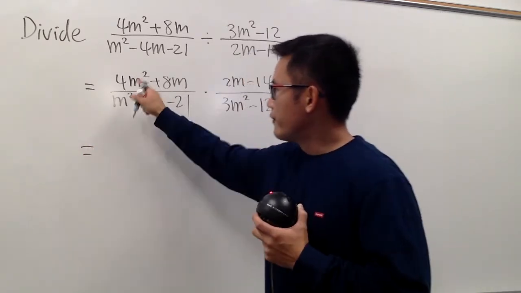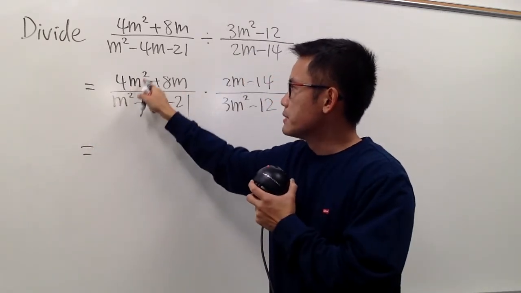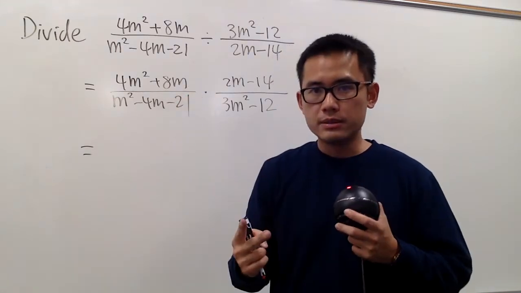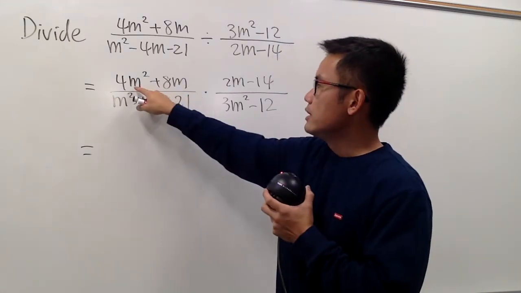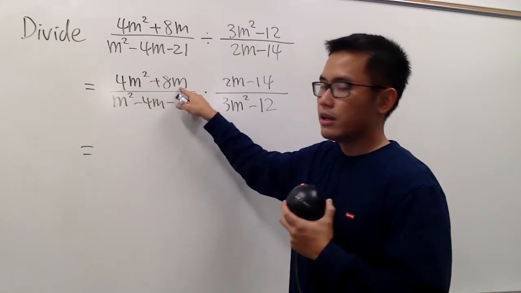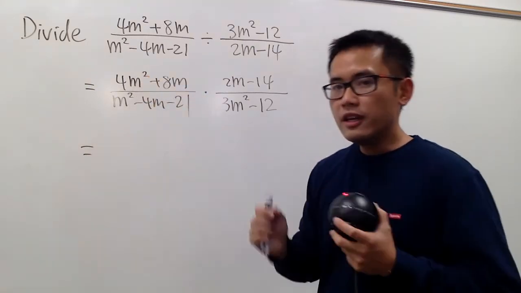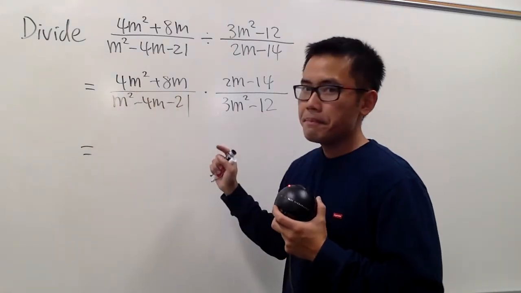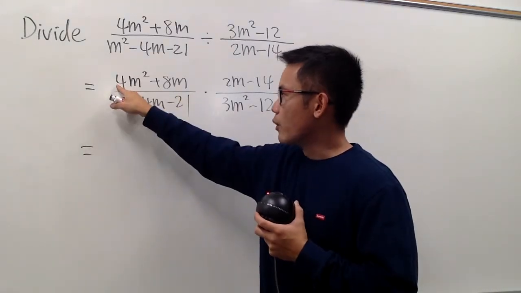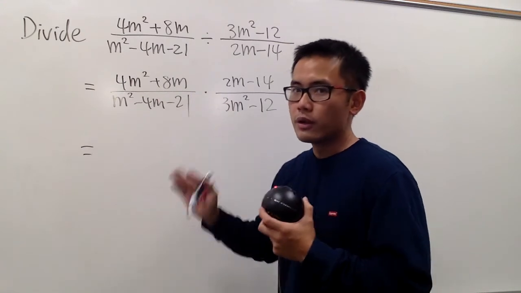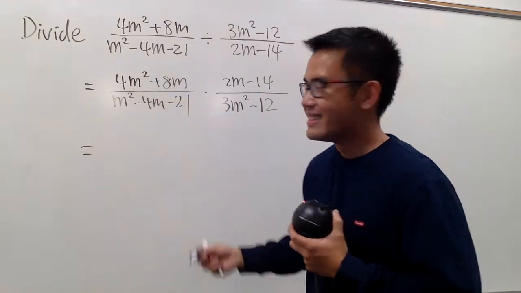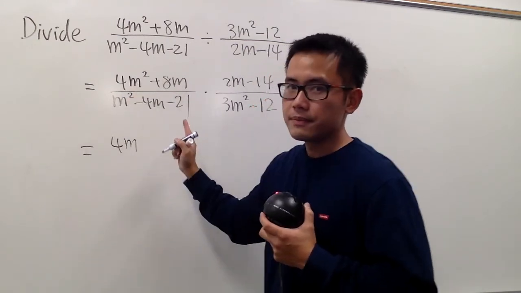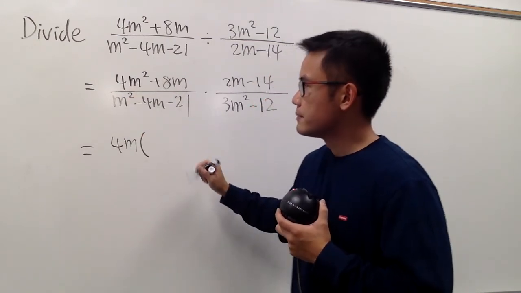Okay, so for the first one here, we have 4m squared plus 8m. Notice that we only have two terms. But this is m squared, and this right here also has an m. Therefore, we can factor out a common factor. So we can factor out the m, and also we have the 4 and also the 8. We can factor out 4m altogether. So for the top, we will have 4m all the way in the front first. And then I'll open the parentheses.